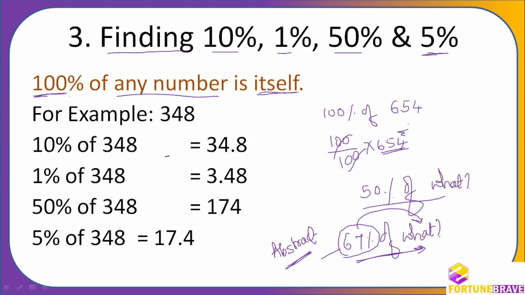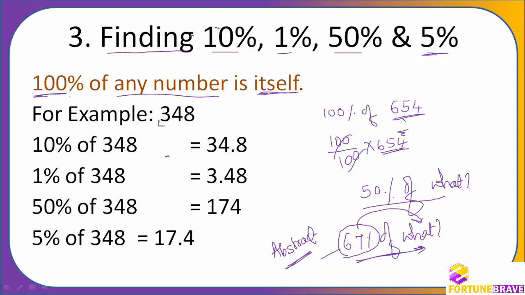So whenever we are talking about the same base, we will use this method: finding 10%, 1%, 50%, and 5% whenever we are working with one base. Whenever we need to find some percentage of some number, how it will be useful is what we are going to learn.